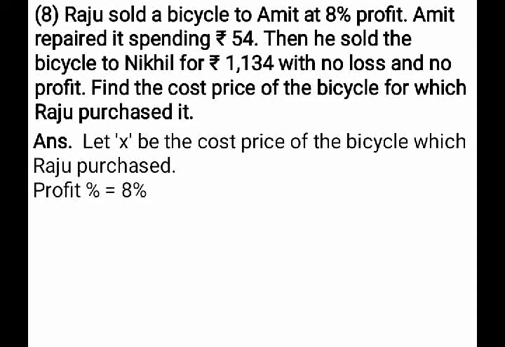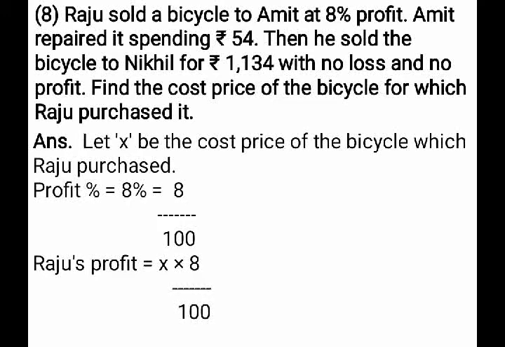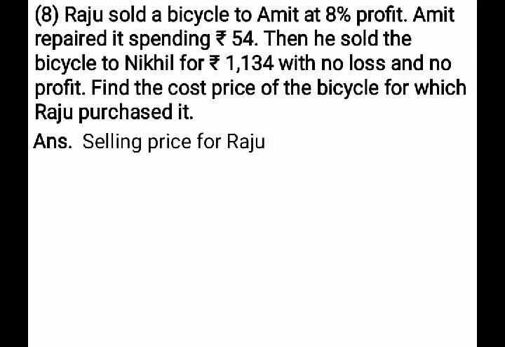Profit percent is given 8%. 8% means 8 upon 100. Raju's profit is equal to x multiplied by 8 upon 100. That is equal to 8x upon 100. This is the Raju's profit. Now you have to write the formula of selling price for Raju. The formula of selling price is cost price plus profit. The cost price of the bicycle for which Raju purchased it, I have taken it as x. So cost price you have to write x plus you have to write Raju's profit.